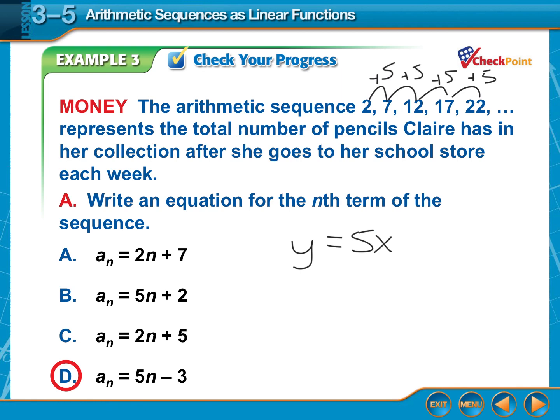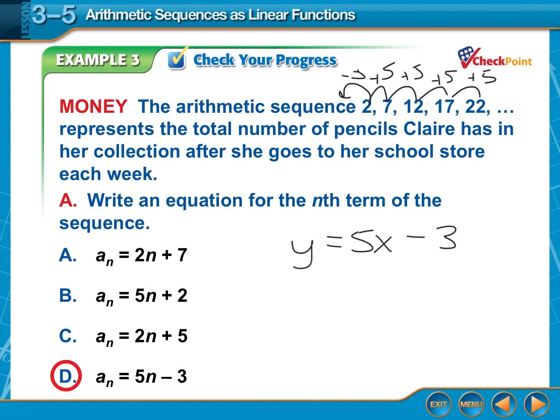Now we need to find our b. How do we find our b? Go backwards. So instead of adding 5, we do the opposite. We subtract 5. What's 2 minus 5? Negative 3. And that goes here. So just do the opposite of your pattern to find your other term. That's probably the hardest part.